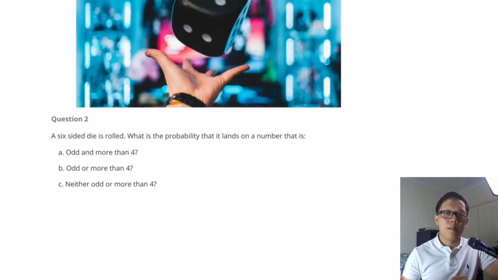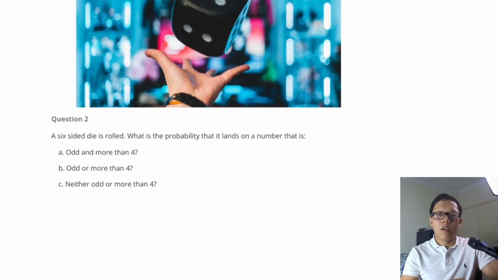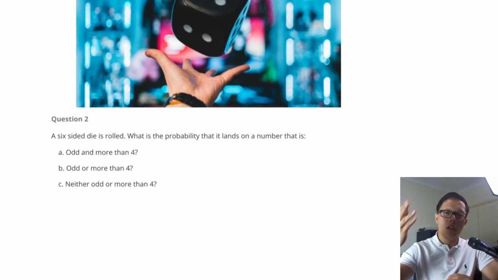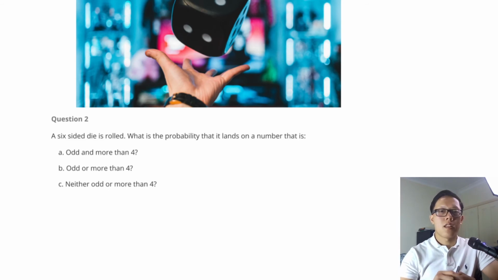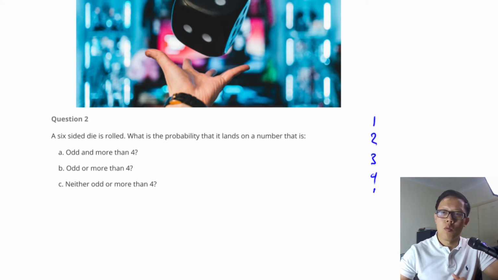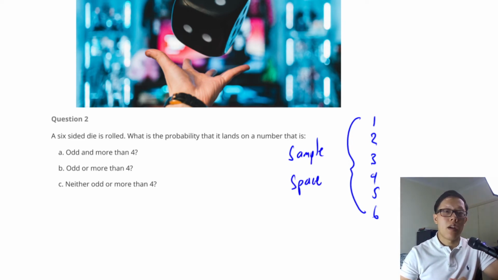So let's look at our question. A 6-sided die is rolled. What is the probability that it lands on a certain number? Okay, so let's break this down again. What is the experiment? It's simply us rolling the die once. What is the sample space? What are the possibilities of our experiment? So 1, 2, 3, 4, 5, 6. These are the possibilities of our experiment. So that's our sample space. And each of these individually are our outcomes.